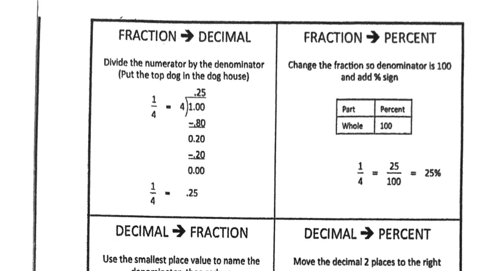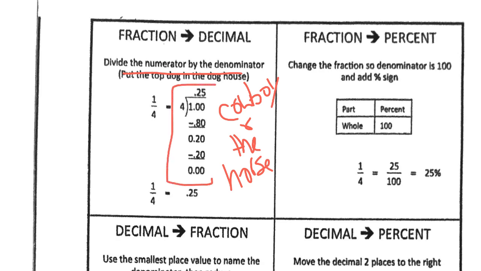So number one, we just did that. We said, how do we go to a decimal or a percent? Well, we did cowboy and the horse. So they said put the top dog in the house. I don't really like that one. We called this cowboy and the horse. So if we want to go from fraction to decimal, we do cowboy and the horse, and you'll see here they showed you how they turn 1/4 into a decimal.